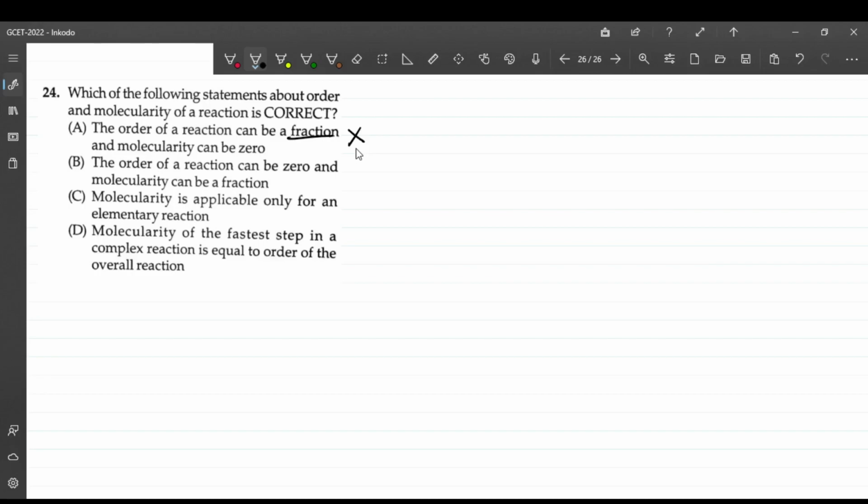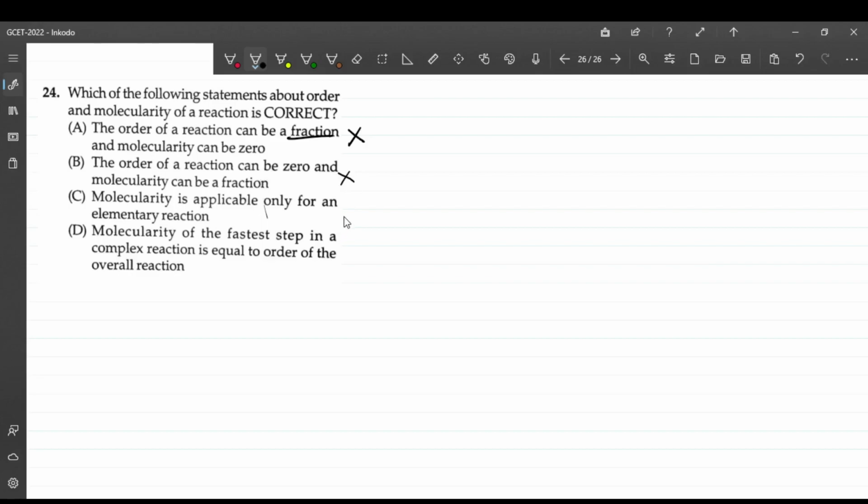So if two molecules collide at one common point, we call the molecularity 2. Same way, if three molecules are colliding at one common point, we will say that the molecularity is 3. So molecularity cannot be a fraction. It could be 1, 2 or 3. So for that reason, this option is also incorrect, right?